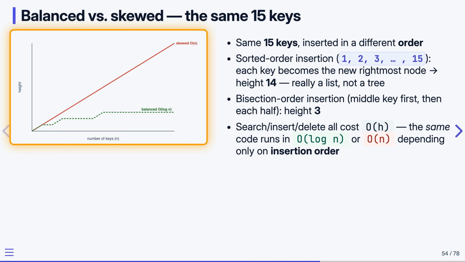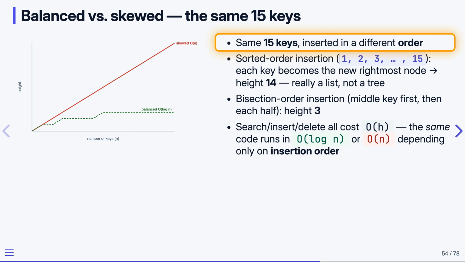This chart shows why height matters. The bottom axis is the number of keys. The side axis is the height. The red line is a skewed tree. Its height grows as big O of n, straight up. The green dashed line is a balanced tree. Its height grows only as big O of log n, almost flat.